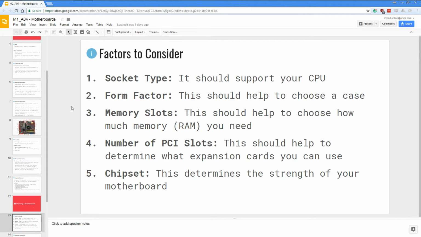Next, memory slots. Depending on how many memory slots and what type of memory slots the motherboard has, it will help you choose how much memory and how many RAM sticks you will need. Number of PCI slots. This should help you determine what expansion cards you want to install on your computer. And lastly, you also want to think about chipsets. This will determine the strength of your motherboard in terms of how well it manages data flow and electric signals throughout your components.